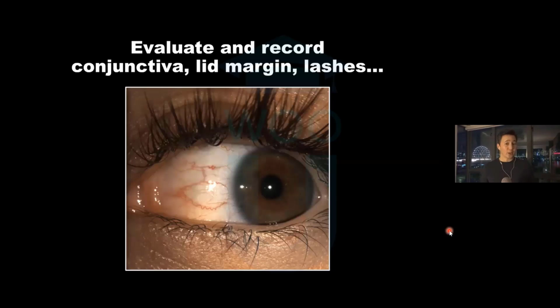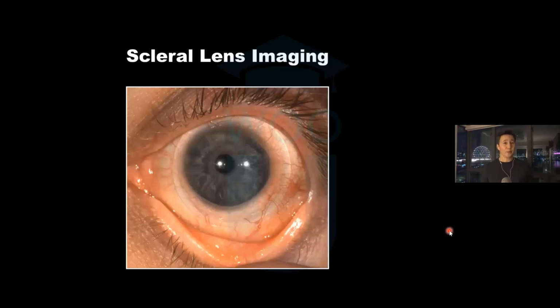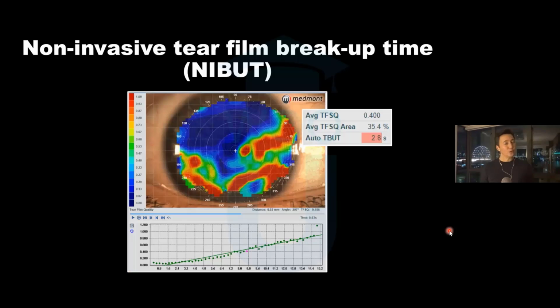You can do photography very specific to the lid margin and the lashes, if this is a dry eye workup, as an example. All of your scleral imaging is possible because you've got this humongous field of view with the system. You can do non-invasive tear film breakup time testing. So you basically just have the instrument follow the tear film over time to see what areas are breaking up, how broad it is, the magnitude of that breakup, and the surface area of the breakup. So non-invasively, which is the way to measure tear film breakup time today.